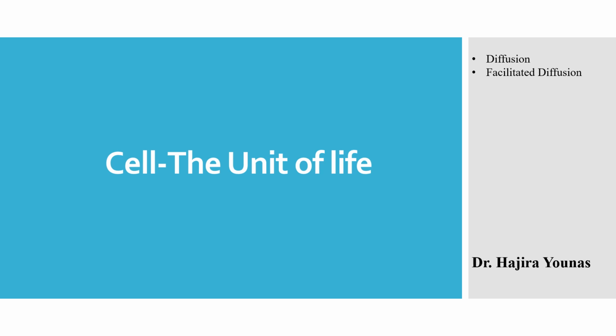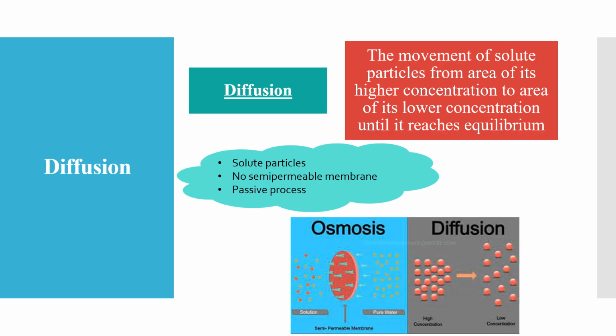We are going to discuss diffusion and facilitated diffusion in the chapter of Cell, the Unit of Life. Now we are going to discuss diffusion. What is diffusion? Diffusion is the movement of solute particles from an area of high concentration to an area of lower concentration until it reaches equilibrium.